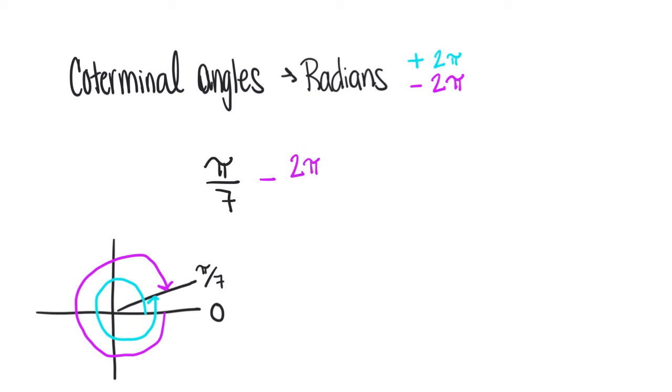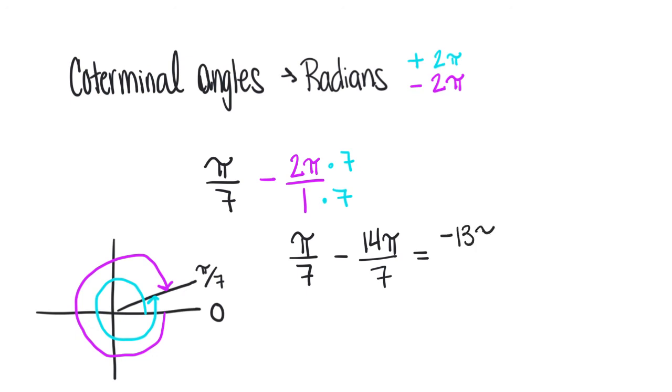Now, in order to do that, I do need to have a common denominator, so I'm going to put 2 pi over 1. The simplest way to do that is to multiply both the numerator and the denominator by 7. So really what that results in is pi over 7 minus 14 pi over 7. When we're subtracting fractions, we just subtract the numerators and keep the denominators the same. So therefore, our answer is negative 13 pi over 7.